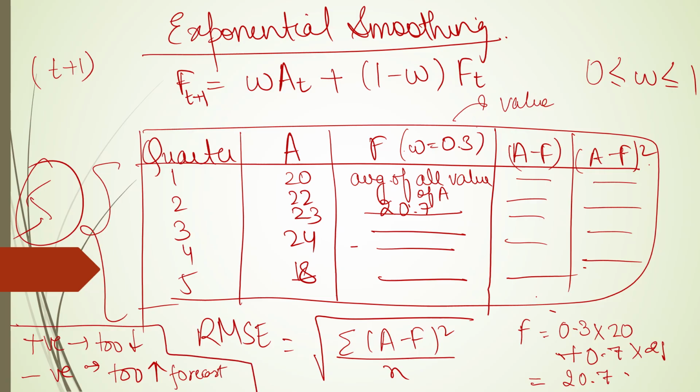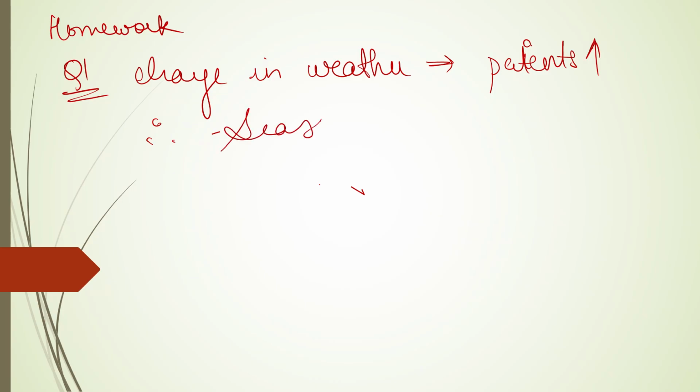Now, let's take two questions of your homework. Homework question number 1: increase in number of patients due to rains or change in weather. Change in weather causes patients to increase. Therefore, it is a seasonal variation. I'll not be answering the second question.